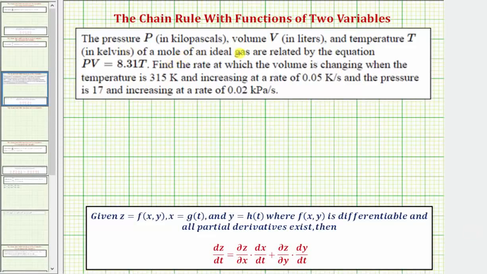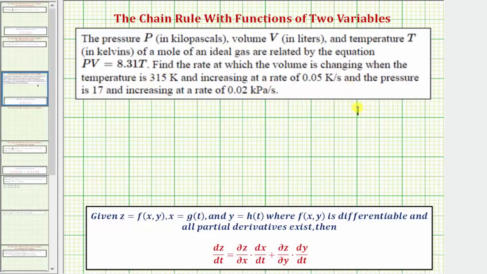The pressure P in kilopascals, volume V in liters, and temperature T in kelvins of a mole of an ideal gas are related by the equation PV equals 8.31 times T. We're asked to find the rate at which the volume is changing when the temperature is 315 kelvins and increasing at a rate of 0.05 kelvins per second, and the pressure is 17 kilopascals and increasing at a rate of 0.02 kilopascals per second. Let's begin by stating all the given information.